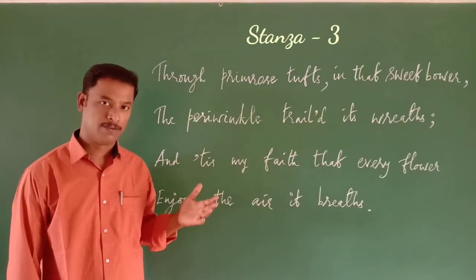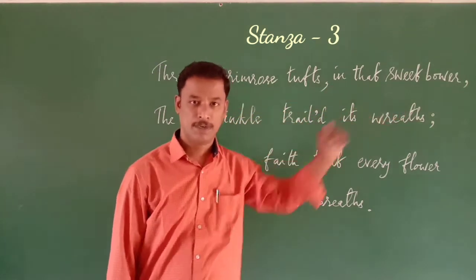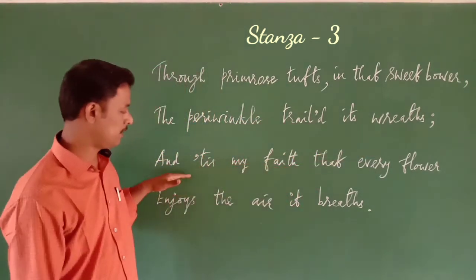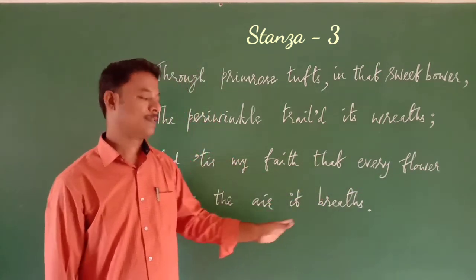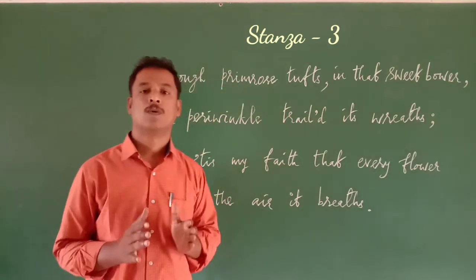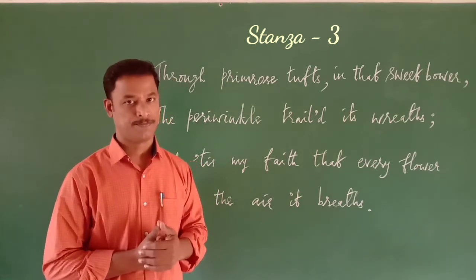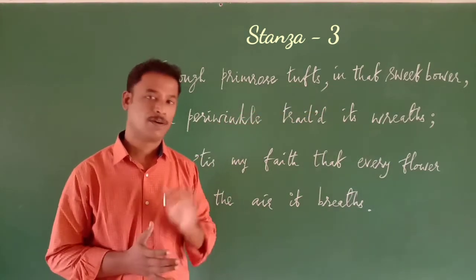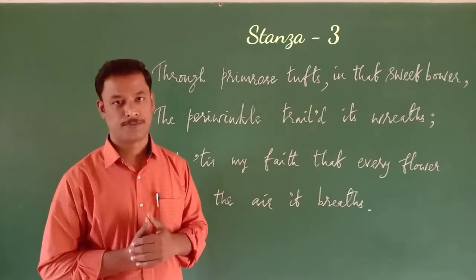Let me read the third stanza now. Through primrose tufts in that sweet bower, the periwinkle trailed its wreaths, and it is my faith that every flower enjoys the air it breathes. Primrose is a small wild plant that produces pale yellow flowers in spring season. Tufts means a number of pieces of grass growing or held closely together at the base.